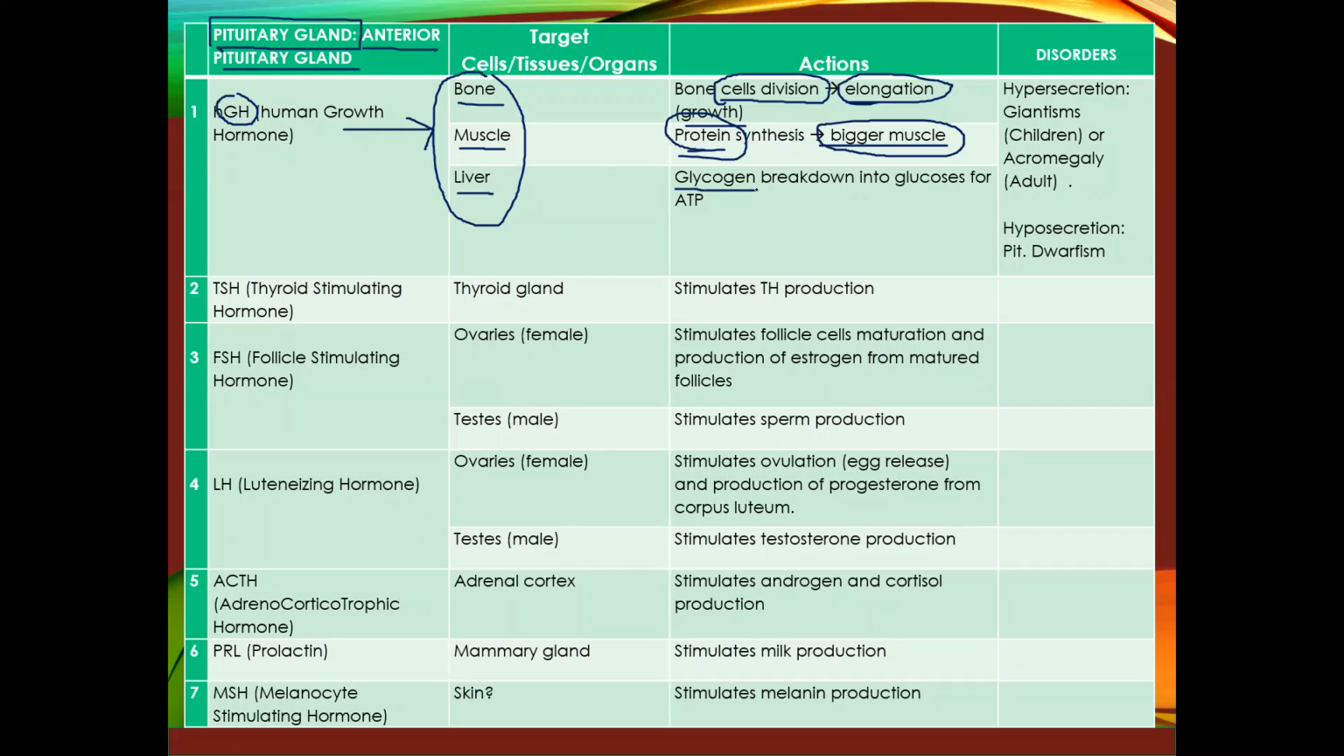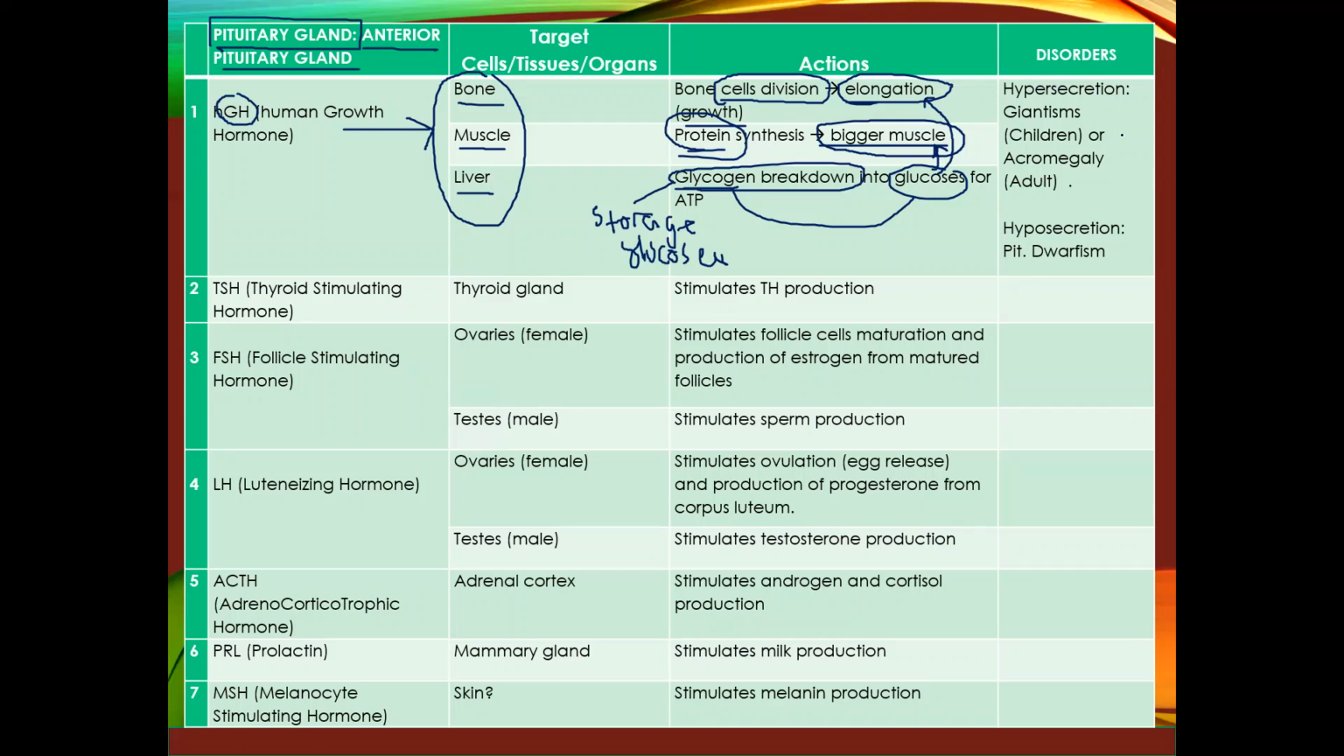And then in the liver, the growth hormone will stimulate the glycogen breakdown. So remember, glycogen is actually a storage for glucose. Okay, so this is storage of glucose. And glucose is needed for the process of growing. Therefore, this glycogen will be broken down into many glucose molecules, and it will be used for cell elongation in the bone, and also increase the cell size in the muscle.